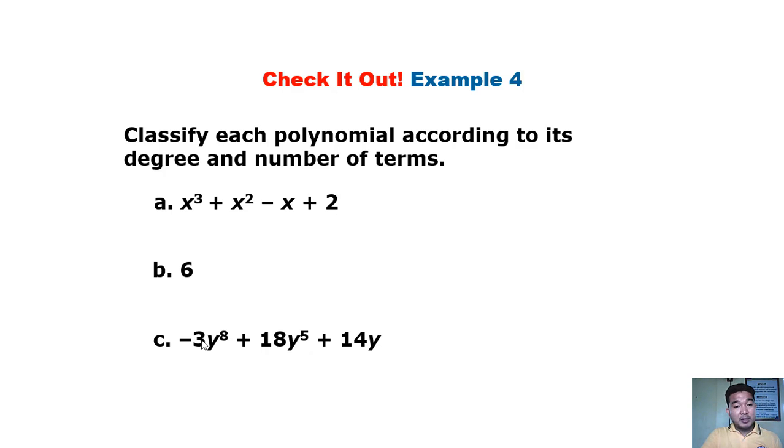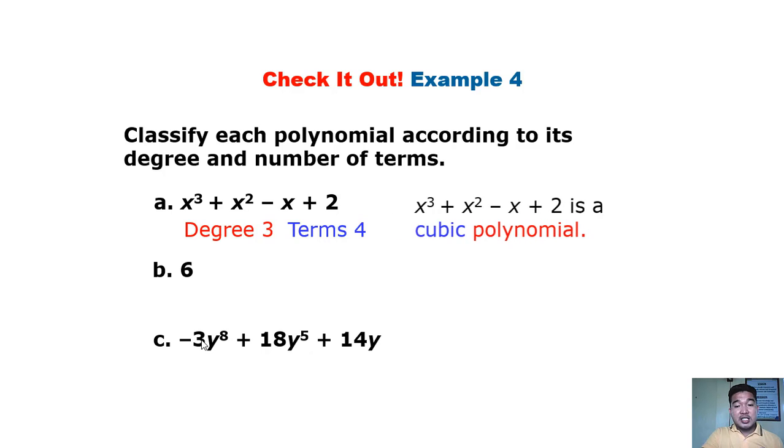Okay, another example. We have x cubed plus x squared minus x plus 2. The highest degree is 3 and we have 4 terms. So this is what we call a cubic polynomial.